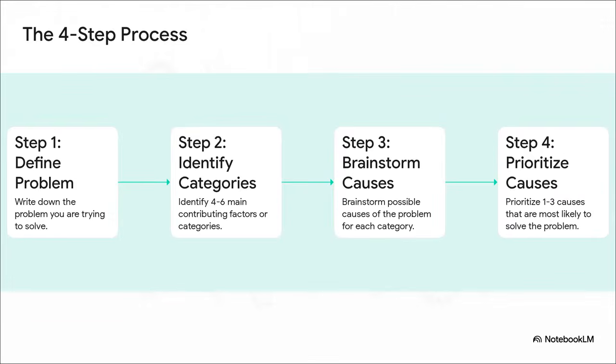So let's boil this whole thing down to a simple 4-step process. Step 1, define your problem statement. Make it crystal clear. Step 2, identify your main cause categories. The 6M's are a great place to start. Step 3, brainstorm all the possible causes you can think of for each category. And finally, step 4, analyze the whole diagram and zero in on those true root causes.